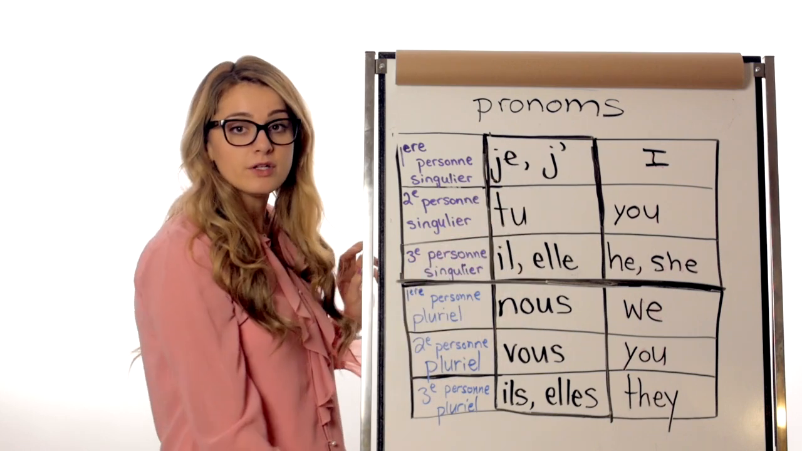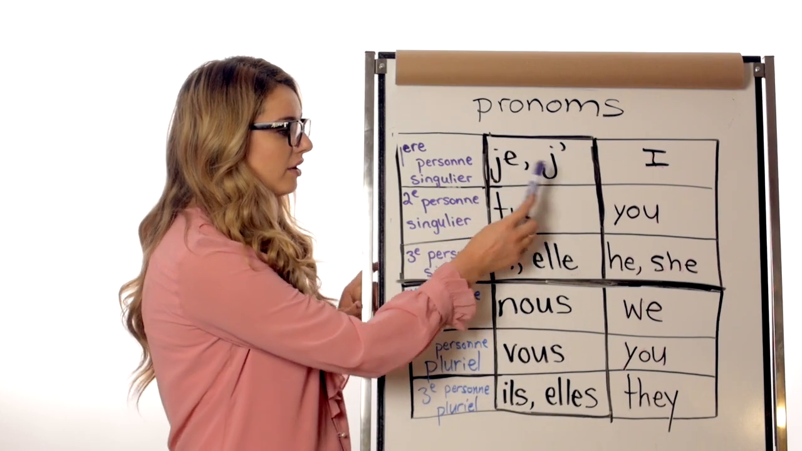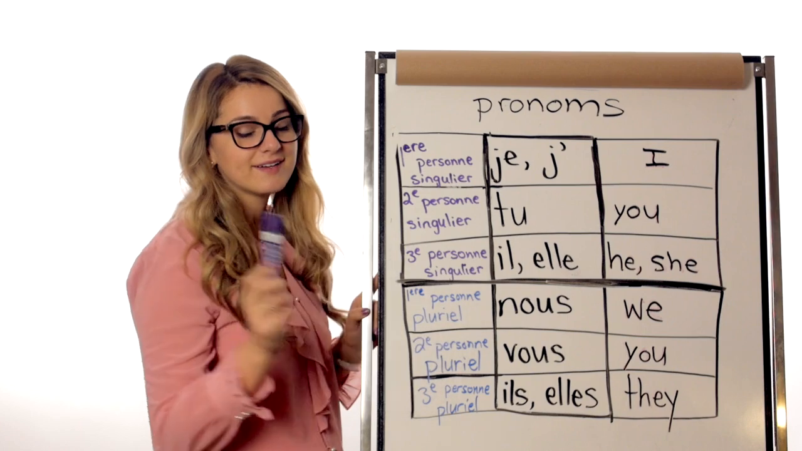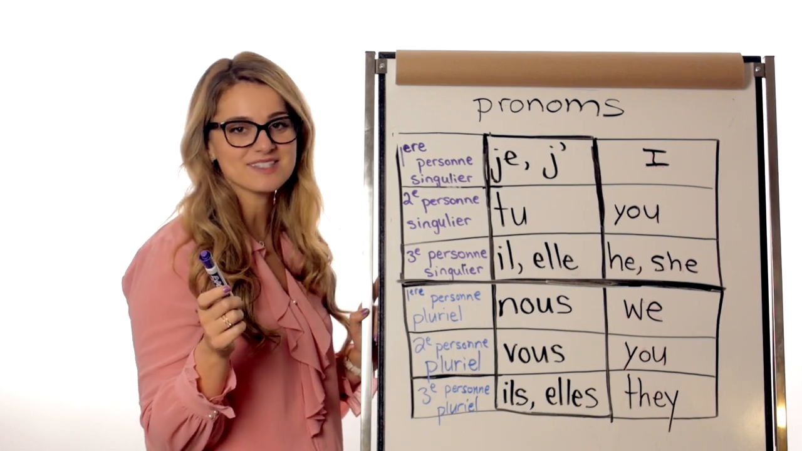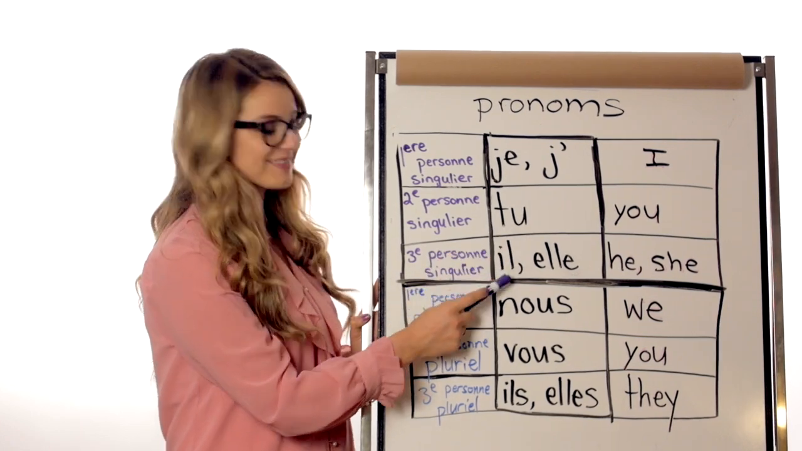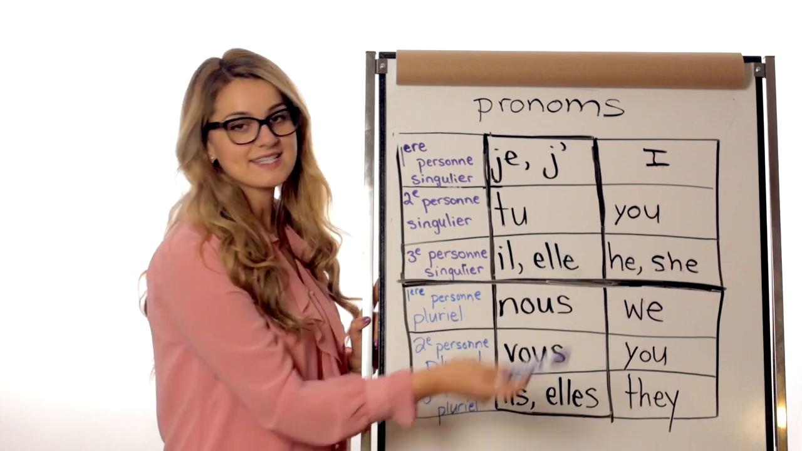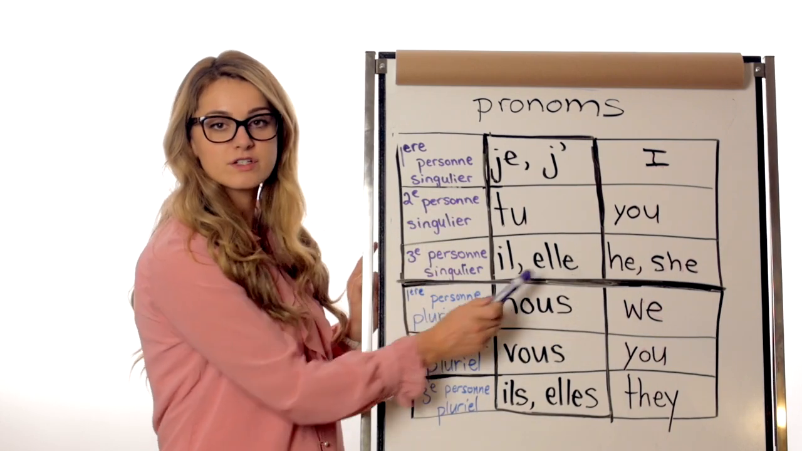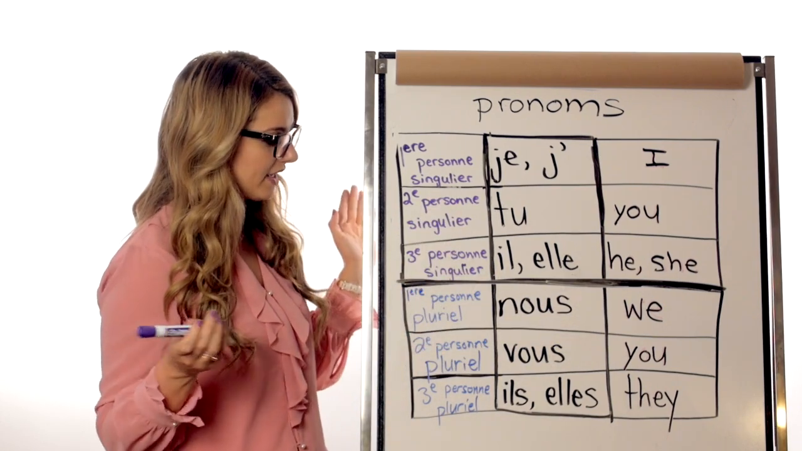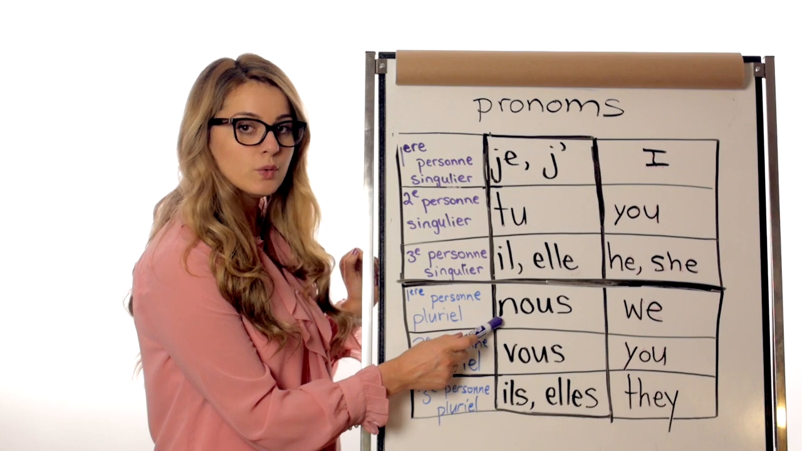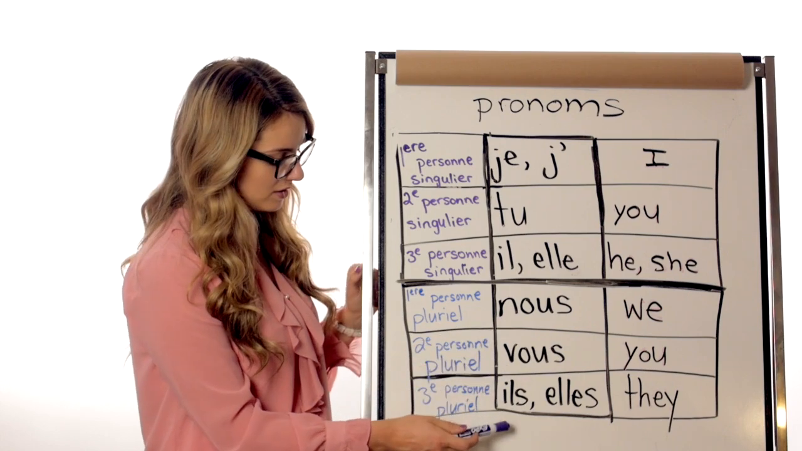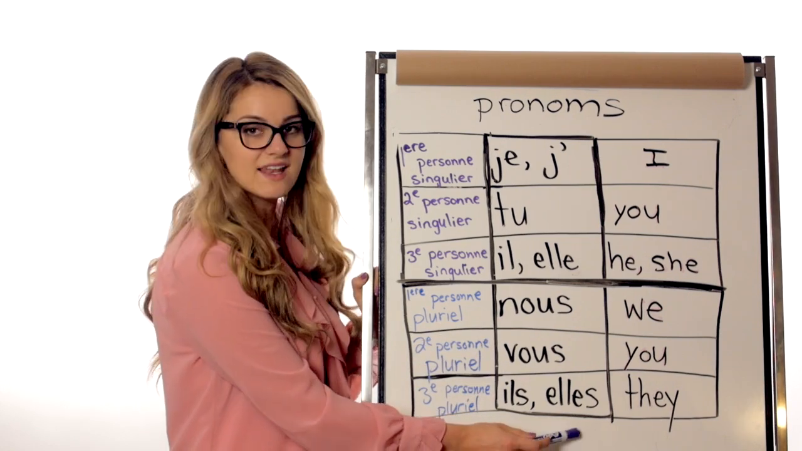Now, here are the pronouns. It's je, j apostrophe, very similar to the L apostrophe, tu, il, and elle. All of those are singulier, okay? And then we have nous, vous, il, and elle.